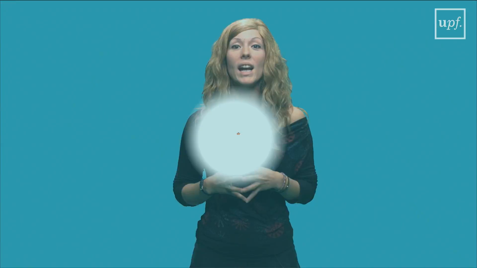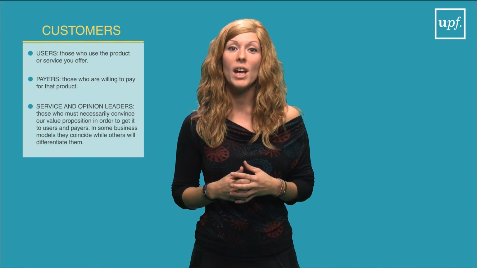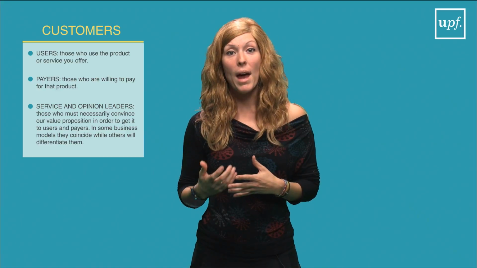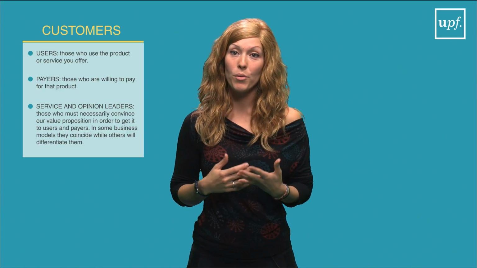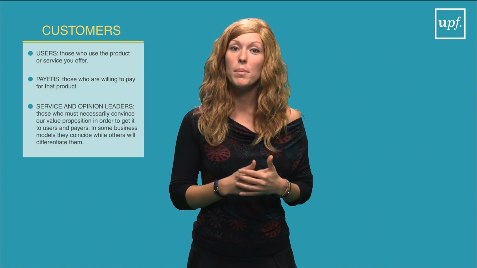First, identify our customer segments, groups of people or organizations who receive our value proposition. It is important to be concise in defining our clients, identifying their main features. Additionally, within the category of customers, we differentiate between users, those who use the product or service you offer, payers, those who are willing to pay for that product or service, and opinion leaders, those who must necessarily be convinced of our value proposition in order to get it to users and payers. In some business models, they coincide, while others will differentiate them.